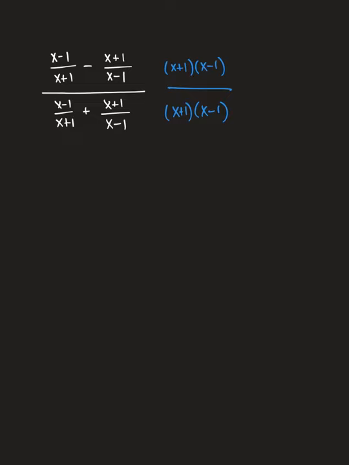Remember, when doing these problems, we need to peer into our crystal ball: what's going to reduce, what's going to remain? So the x plus 1s here and here will reduce because one's on top, one's on bottom, and the x minus 1s will remain. So x minus 1 times x minus 1 equals, there it is there, x minus 1 times x minus 1.